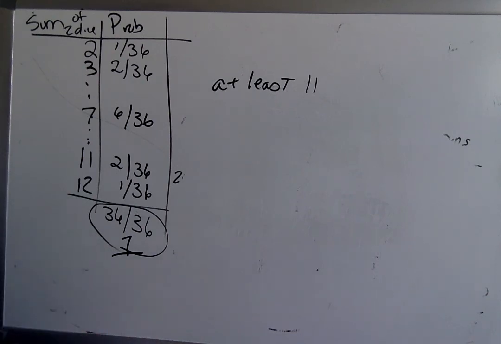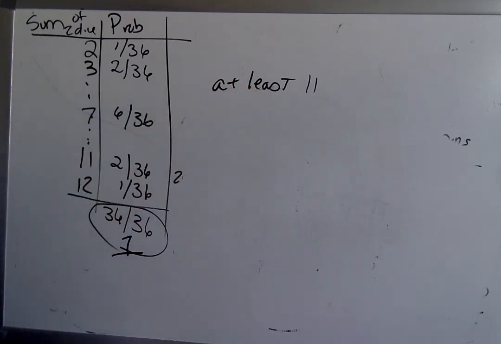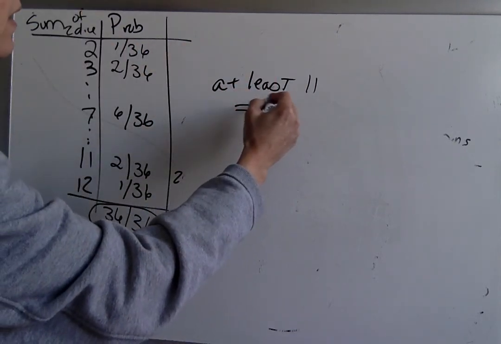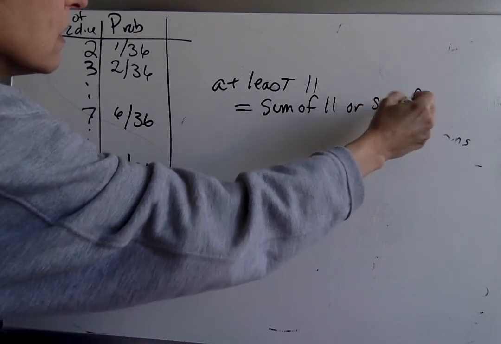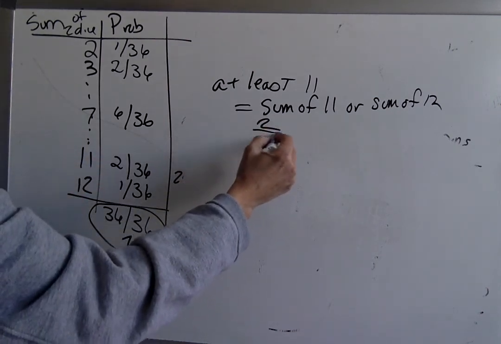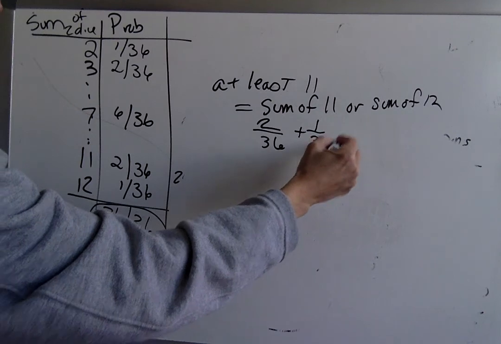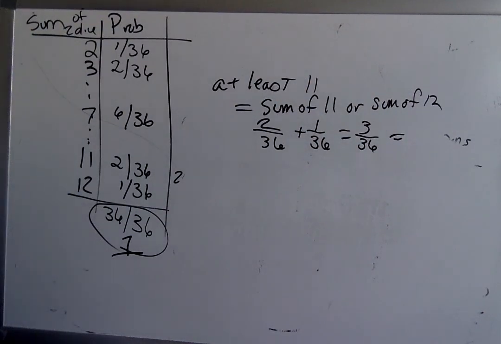Unfortunately, so many of my students and your students think it means less than, I think because of that LES part, but it does not. It means that number and bigger. So at least 11 is a sum of 11 or a sum of 12. Oh, okay, well, all we're going to do is add up those probabilities. 2 out of 36 plus 1 out of 36 equals 3 out of 36, and you can put that into decimal form. I guess it's 0.0833.